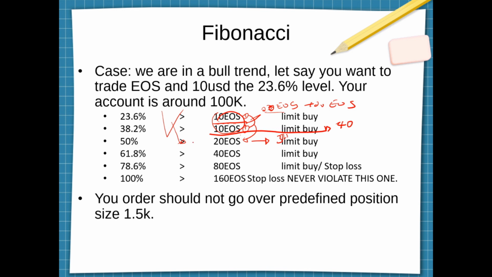So if the market decides to go to 61%, then you're going to have a fourth order. That fourth order is going to be 40 EOS, and the reason is that it's the sum, the addition of the two previous orders, the 20 and the 20, which gives you 40 EOS. Then you add the 40 EOS on it. That gives you 80 EOS right there.